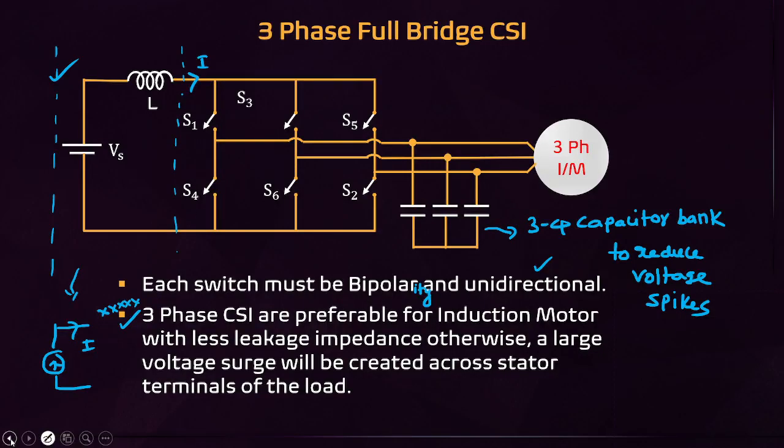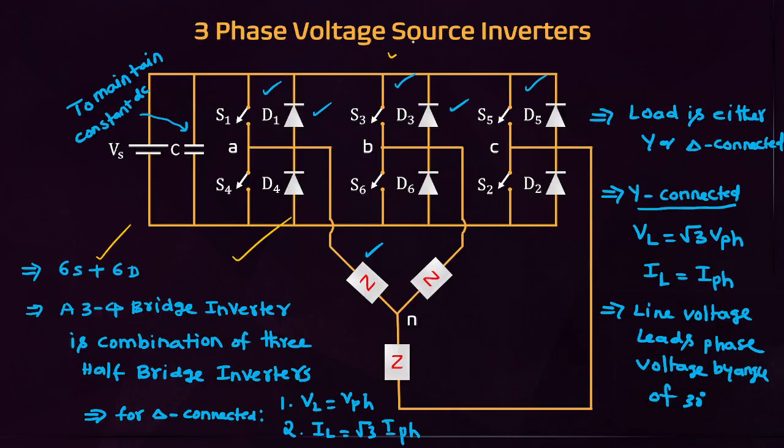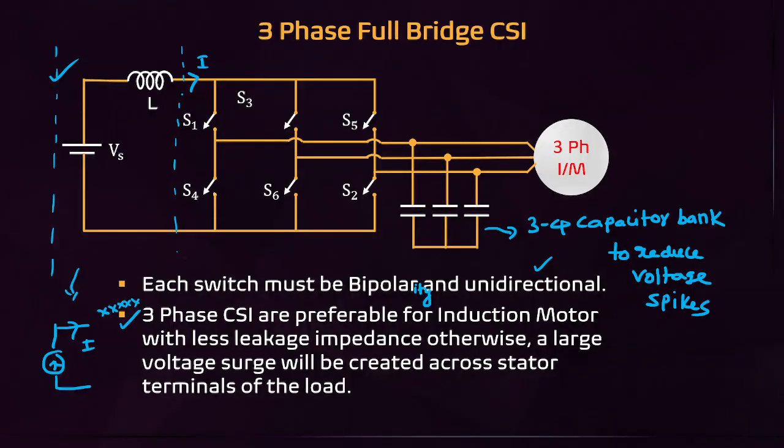This is the three-phase voltage source inverter. The voltage source inverter requires feedback diodes also. This is a three-phase current source inverter. It does not require any feedback diodes. It has only switches, because a current source inverter has no need of feedback diodes.